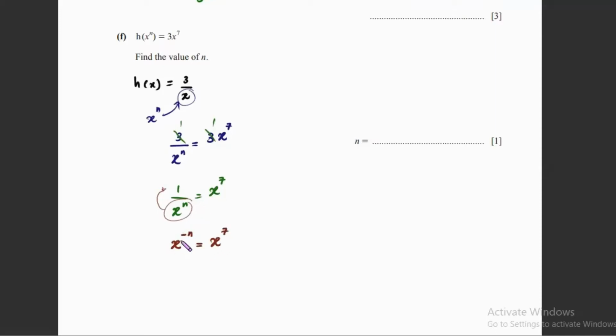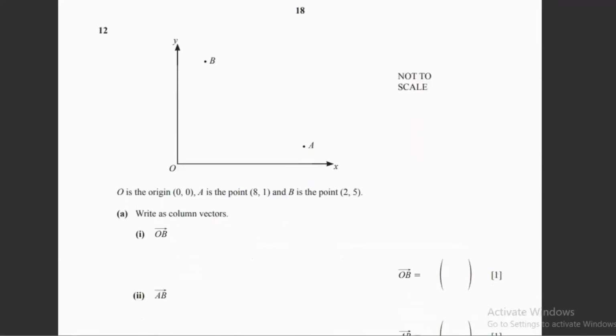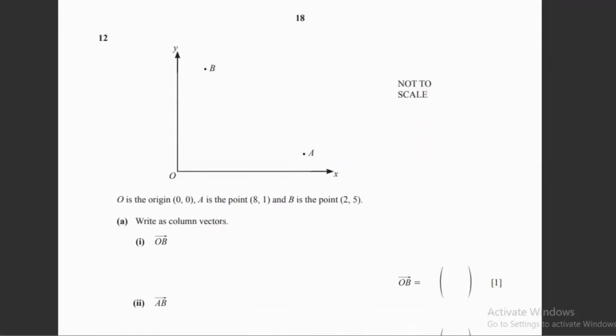Now we know that the bases are the same, therefore we can equate the indices, which means -n is equal to 7. To get rid of the negative, I need to divide both sides by negative. So the value of n is -7. So this is how we find what n is. Let's move on to the next question that we have. That is the last question, which is question 12.